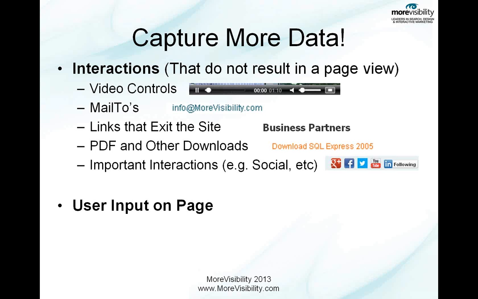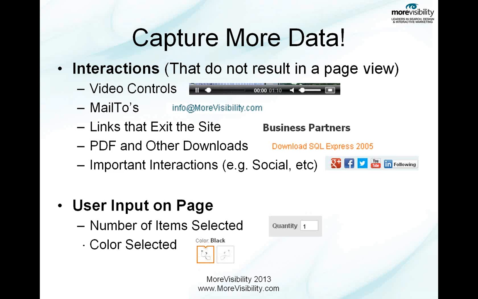So these are some common examples, and this, again, by no means is inclusive of everything. But there are other things you can capture on a page. For example, user inputs: if you're an e-commerce site and people are selecting quantities, that's something you may want to capture on that page as well. Or, for example, a color selection or something like that. So these are nice examples, but how do I actually track this?